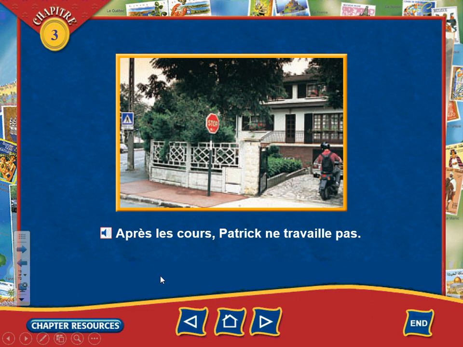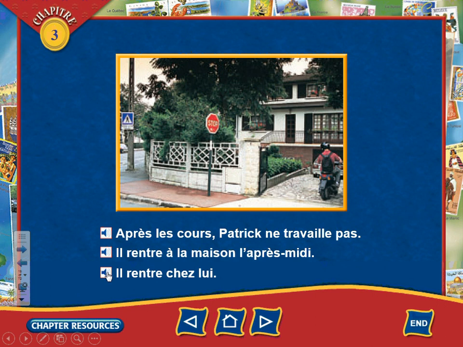If you can find where it says Après les cours, Patrick ne travaille pas. After classes, Patrick doesn't work. That's underneath Sylvain's paragraph. Il rentre à la maison l'après-midi. He returns. Rentrer means to return. He returns to the house in the afternoon. Or every afternoon, I should say.